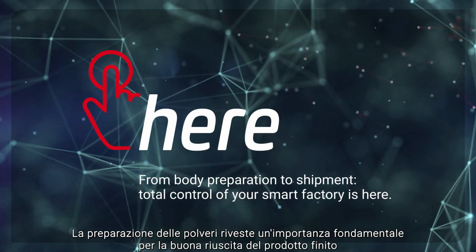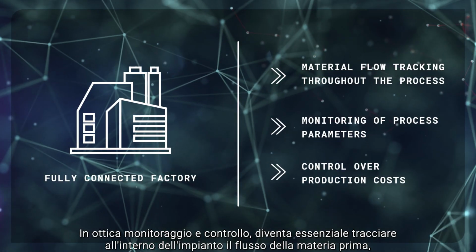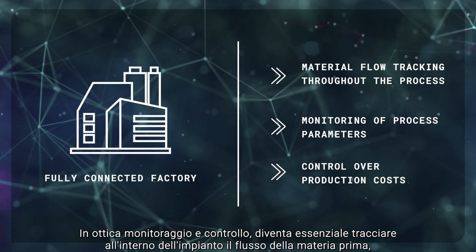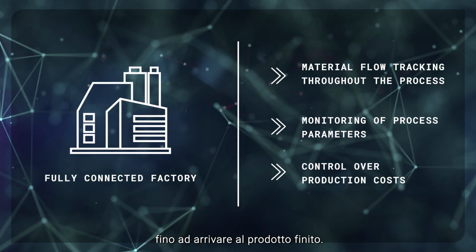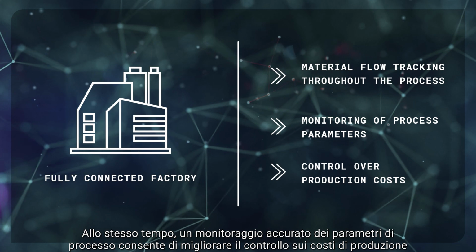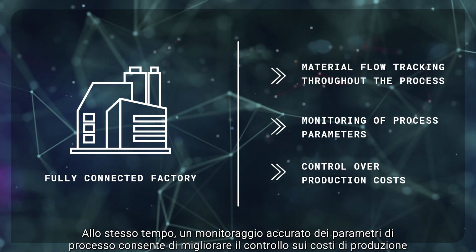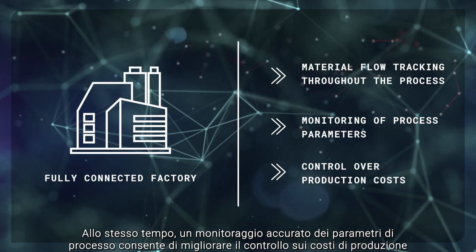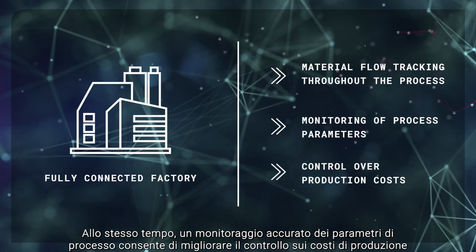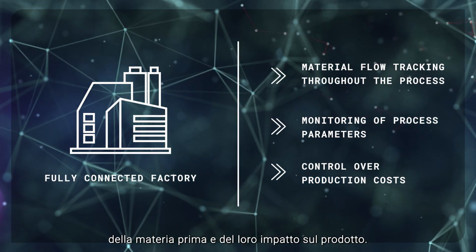Powder preparation is of fundamental importance in the success of a finished product. From a monitoring and control perspective, it's essential to trace the flow of the raw materials inside the plant, all the way to the finished product. Accurate monitoring of process parameters can give greater control over production cost and their impact on the product. What's needed then is a fully connected factory.